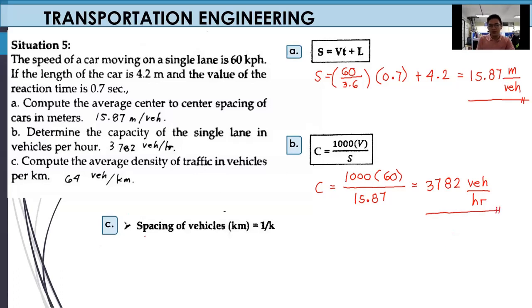And so how about this one? Compute the average density of traffic in vehicle per kilometer. So we can compute our density by using this formula, no? So pabaliktad lang natin yung spacing of vehicle na formula, that we can reciprocate this one to have our density, di ba? So gagawin natin K is equivalent to 1 over S. So 1 divided by yung ating S.